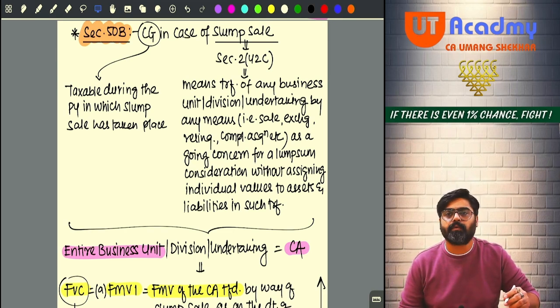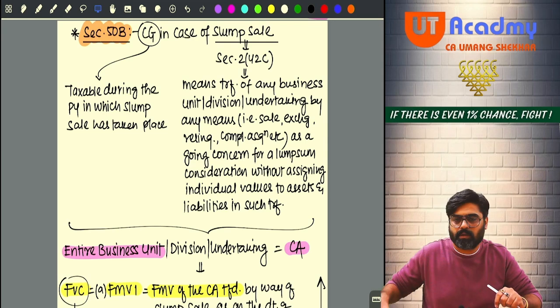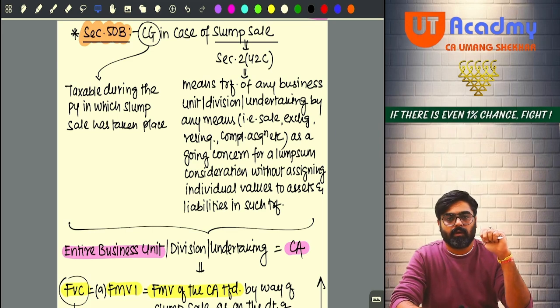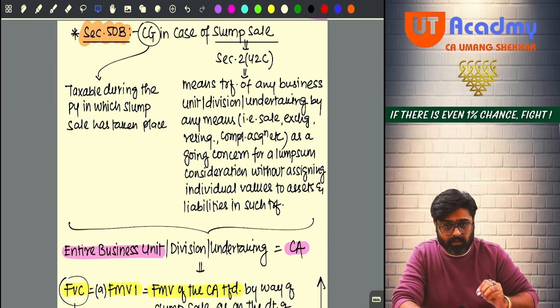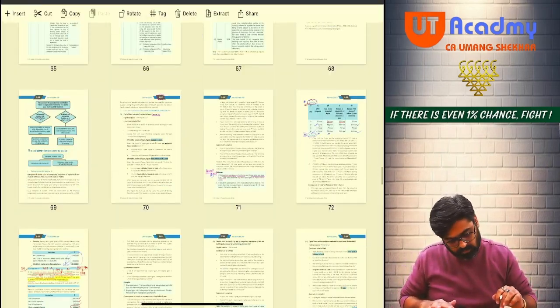So, shall we start? Yesterday, I gave you one question to solve. Question number 10. Did you try that question at home? 50B, slump sale. We did this section yesterday. Do you remember, guys? This concept is applicable in question number 10, which I gave you to solve at home. So I'm going to discuss that question right now. Pay attention. Question number 10 it was.